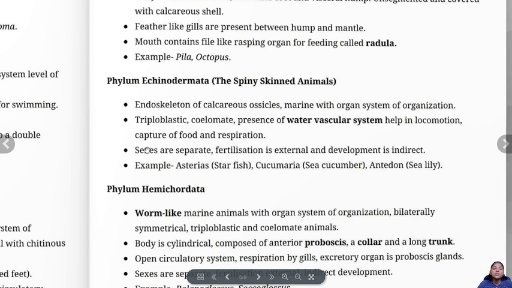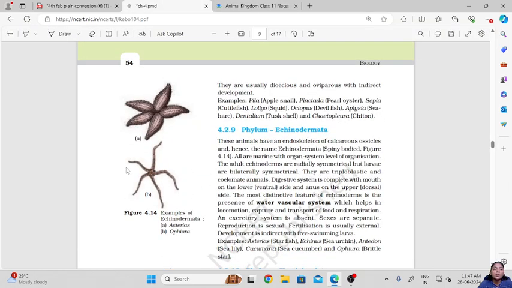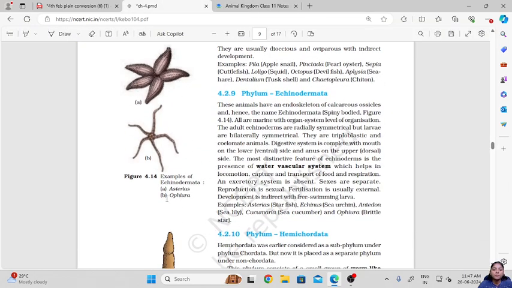So in these also the sexes are separate, the fertilization is external and development is indirect. Now some example of Echinodermata are starfish, sea cucumber and sea lily. So here we have the example of the starfish, so Asterias and Ophiura.